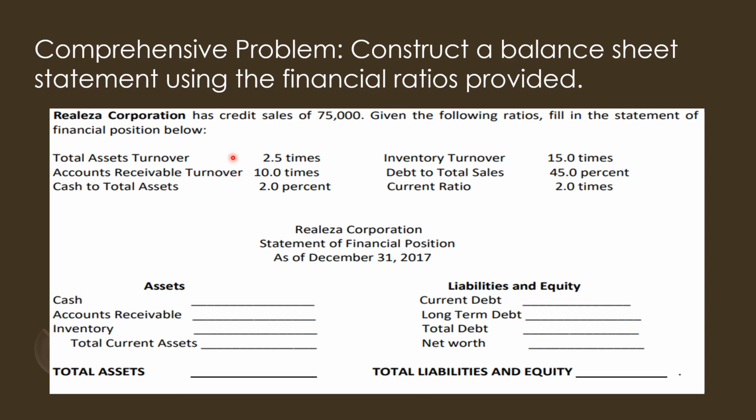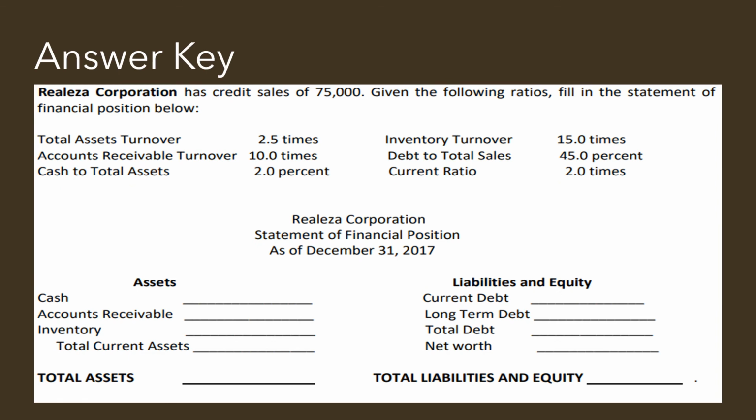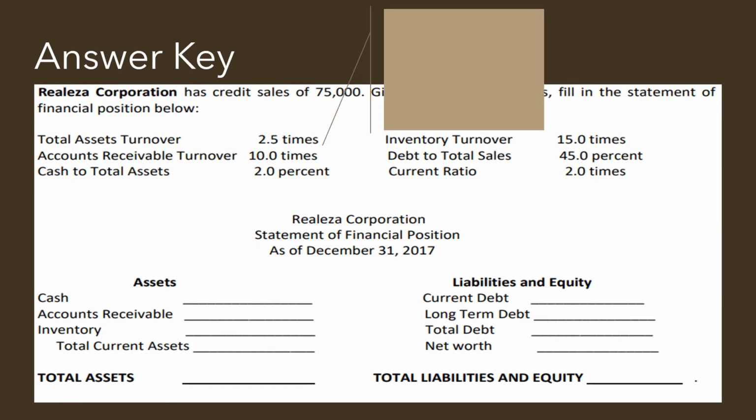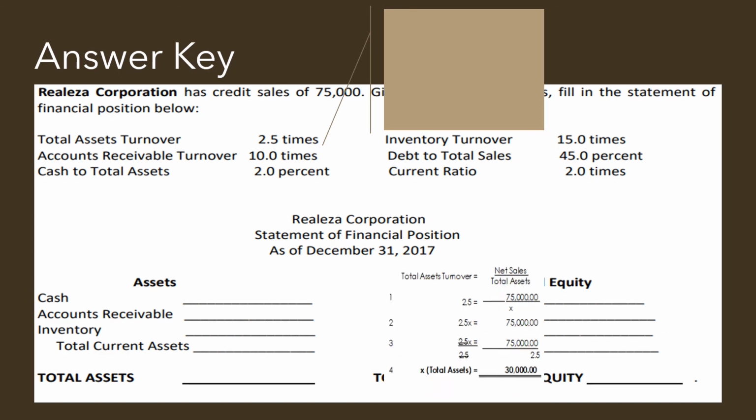So, kung ako, titingin ako rito, total assets turnover is simply my assets over sales. Total assets turnover, AR turnover, cash to sales. Sige, tingnan natin ha kung paano natin to isosolve. Okay, here's our answer key. Simulan daw natin sa total asset turnover kasi ito yung pinakakonti ang kulang.